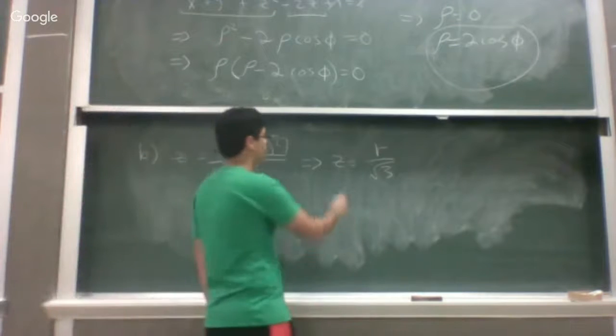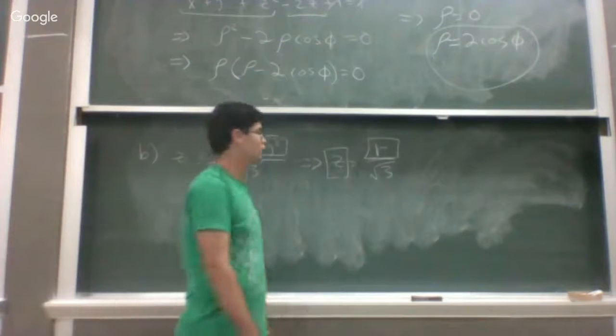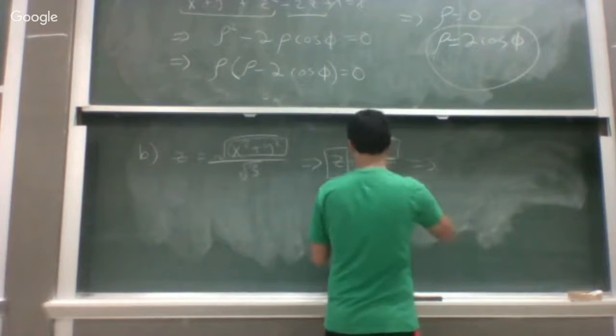So we know the value for z and r in terms of spherical coordinates, right? So what would that be? What is z equal to?